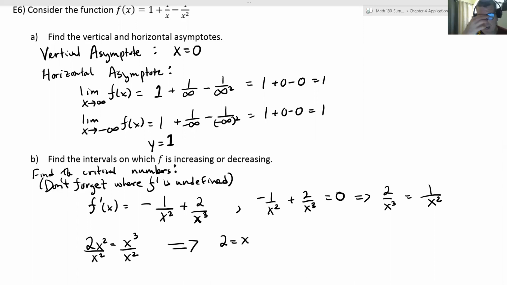Check my derivative, make sure you got the same derivative, and check my work. But there it is. Then we also have the undefined one, and this function is going to be undefined at x equals 0.